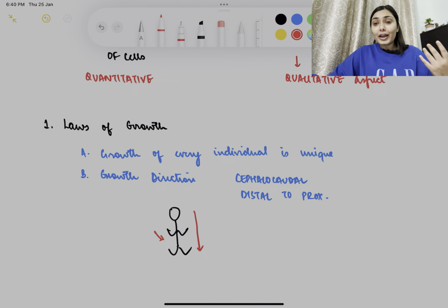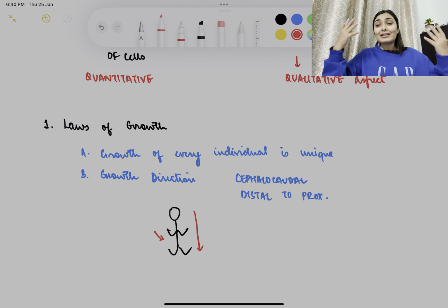proximal limb. If you have ever seen a newborn baby, you can notice that the size of the head is comparatively bigger as compared to the body. And as the child grows, the body gradually assumes a bigger size, and finally our body is bigger than our head. So the direction of growth is cephalocaudal, and in the individual limbs it is distal to proximal.